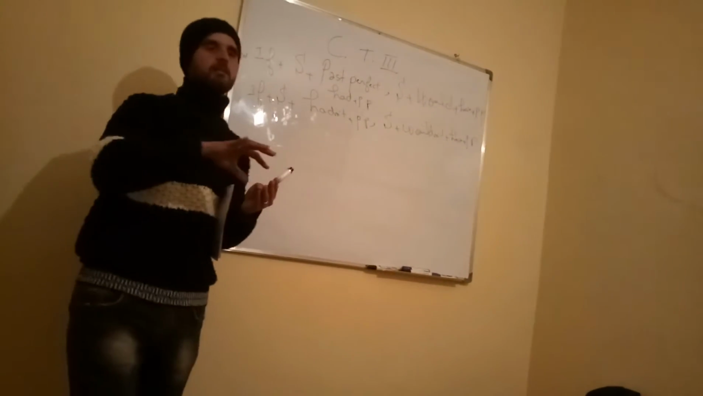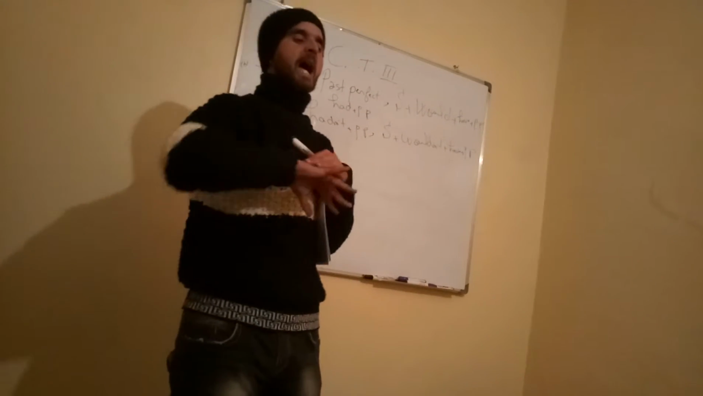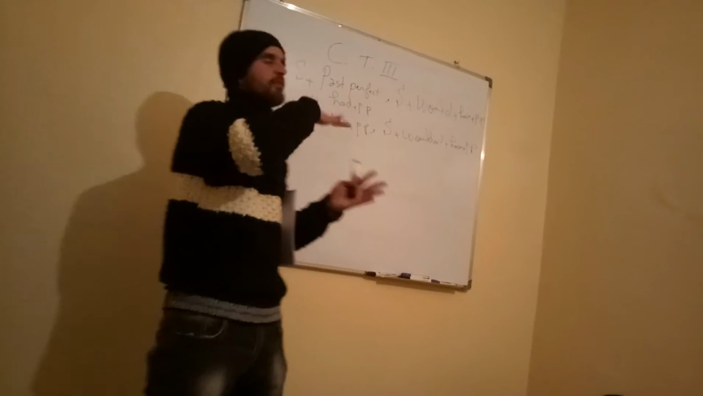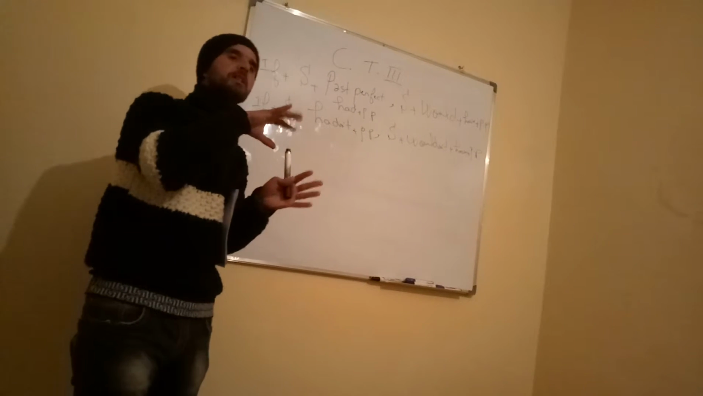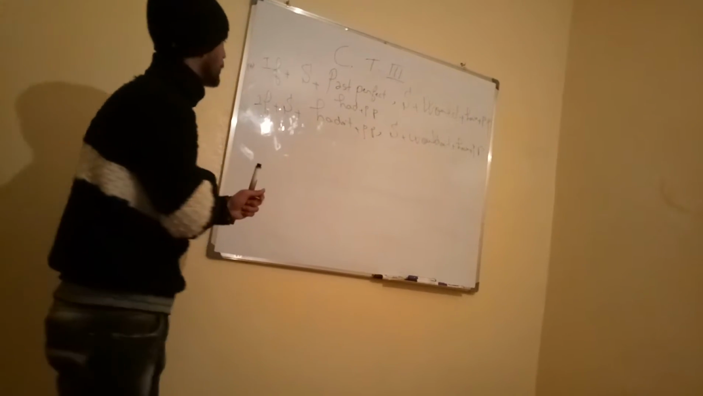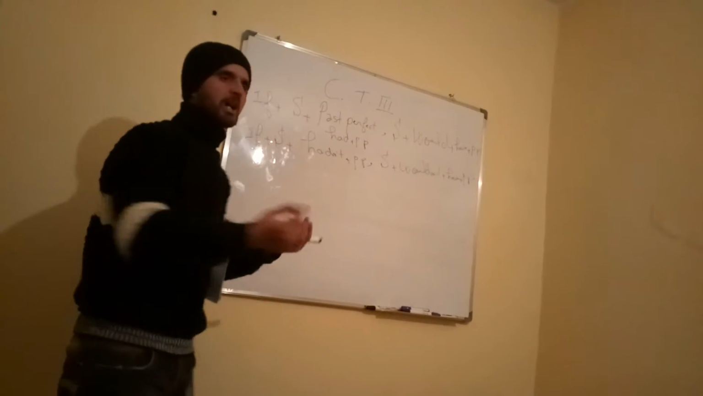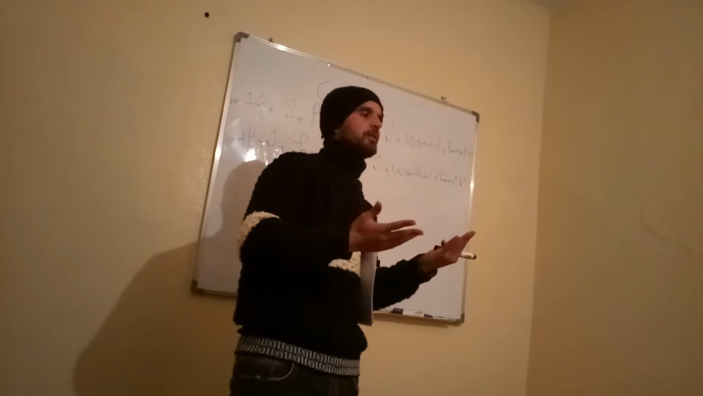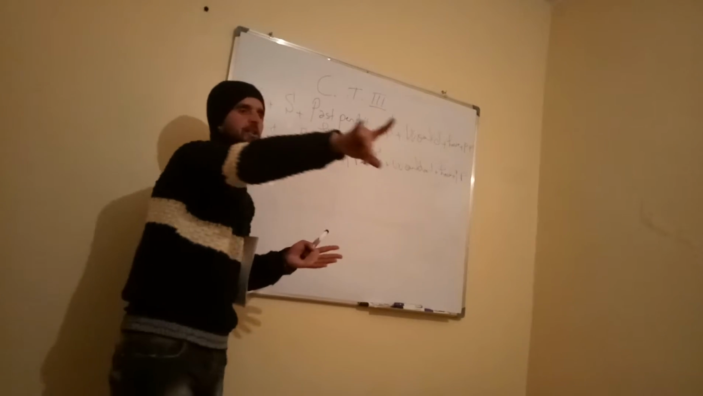To form this, we should know that conditional type 3 is used with unreal situations, situations which are not real. If I say if I had money, just imagine situations. They are not real. They are impossible, not possible. Impossible situations. Good. Now, can someone explain when I use this form and that form? When? Yes, miss?